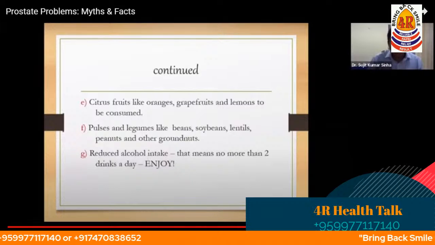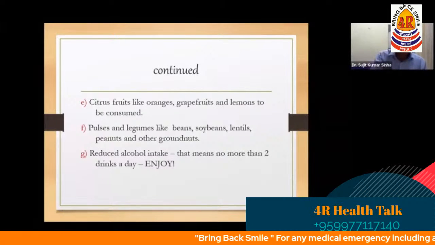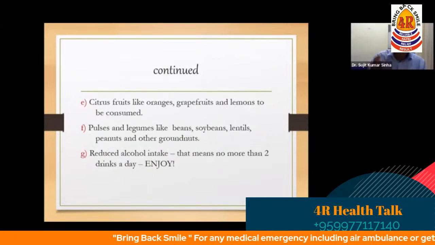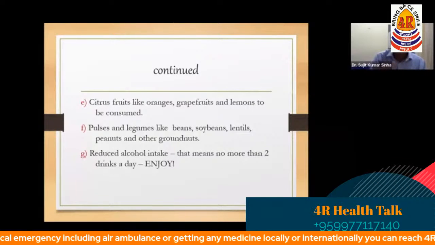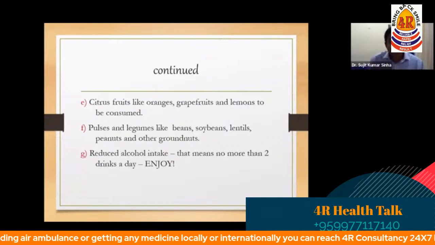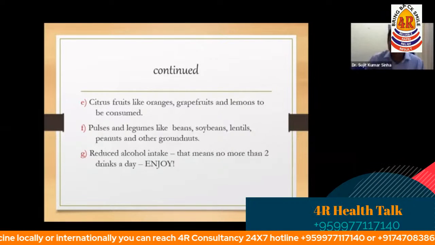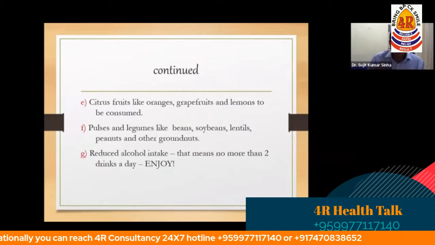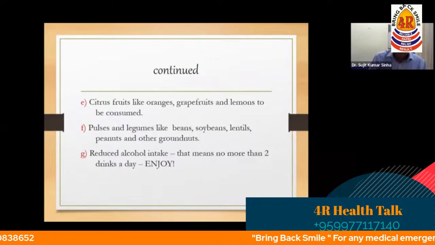Carotenoids. So carotenoids are very important. So take carotenoids, take citrus fruits, oranges, grapefruits, lemons, pulses and legumes, beans, soybeans, lentils, peanuts, groundnuts. All of these are good for the prostate. So make these changes. Alcohol intake, reduce alcohol intake. That means no more than 2 drinks a day. You do not need to stop alcohol altogether. You can enjoy your alcohol, and please keep enjoying it in moderation. That is the end result. So next, please.